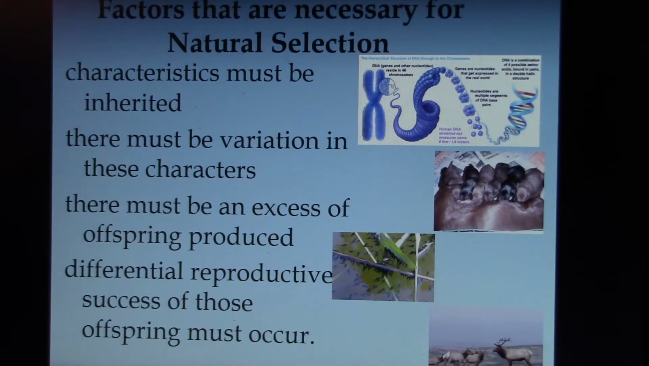It's just the way it is out there in the biological world. A lot of the offspring die, and differential reproductive success of those offspring must occur. So not only do they survive, see, we hear about survival of the fittest and how that's associated with natural selection, but it's not just survival of the fittest. Those survivors need to reproduce and pass those alleles that they have that are giving them some benefit on into the next generation.